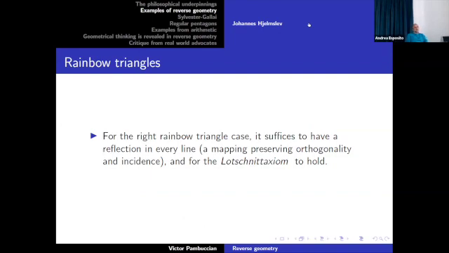And for the right rainbow triangle case, it is enough to have the existence of reflections, no 3 reflection theorem at all, just the existence of reflection. And for the Lotschnitt axiom, you need to know that if this is orthogonal to this, and you raise here 2 perpendiculars, then these meet.